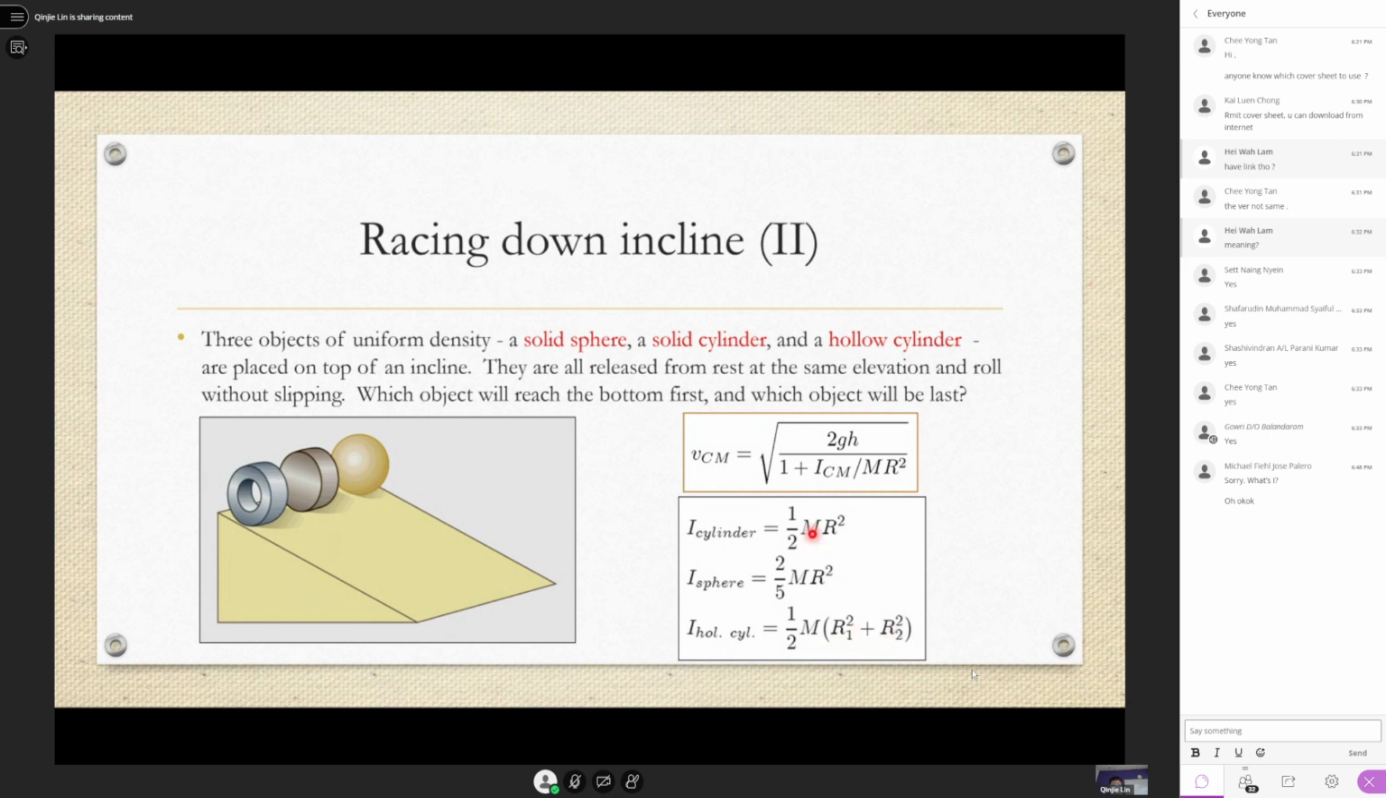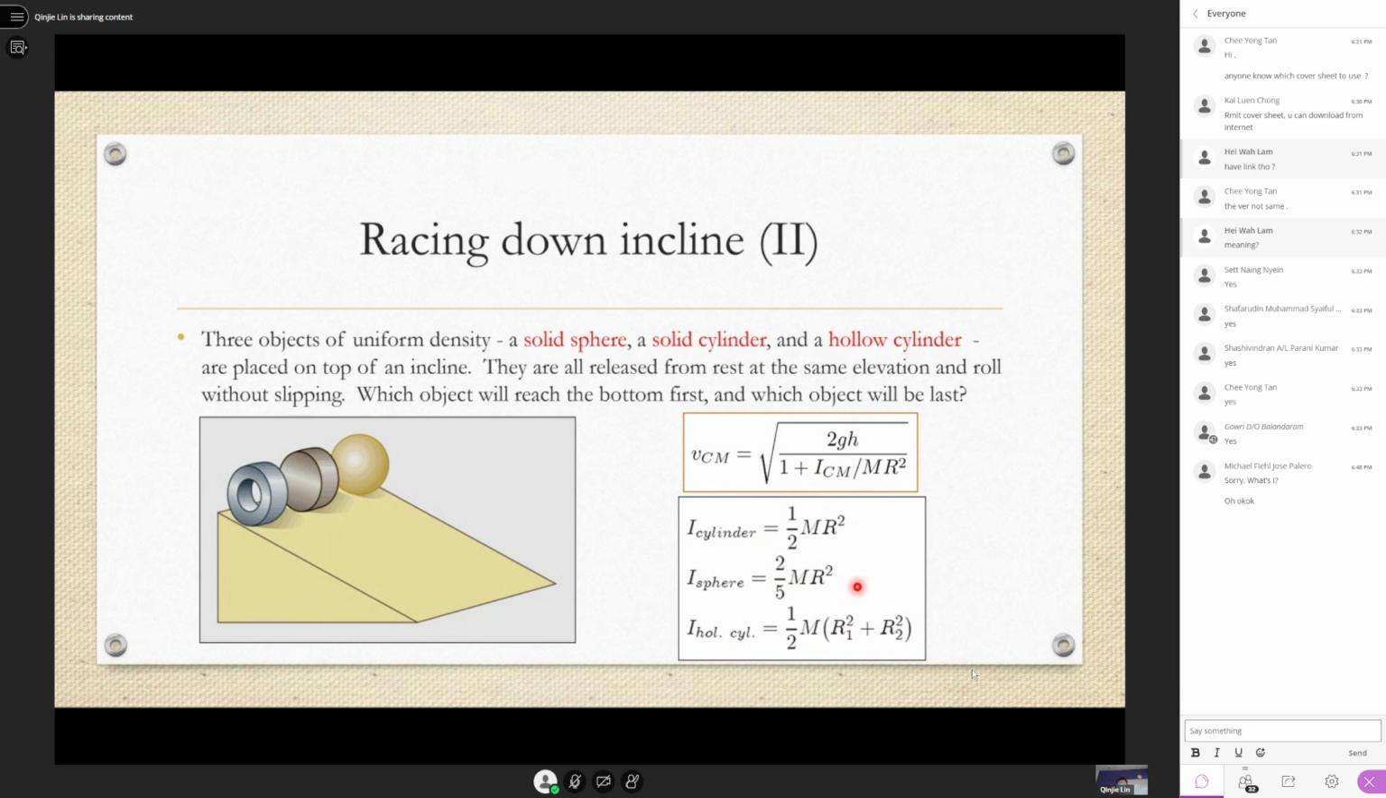Okay, it's the highest I. This cylinder is just half MR squared, but this one is half M, not just one, R squared is both the R squared. It's a higher value. Followed by the cylinder, which is half. This 2/5 is smaller than half. So you roughly already know the ranking, but you can also roughly appreciate why.